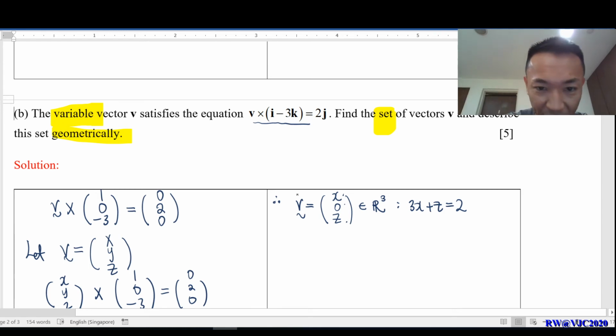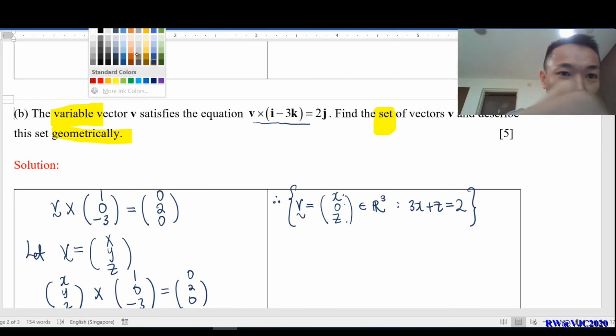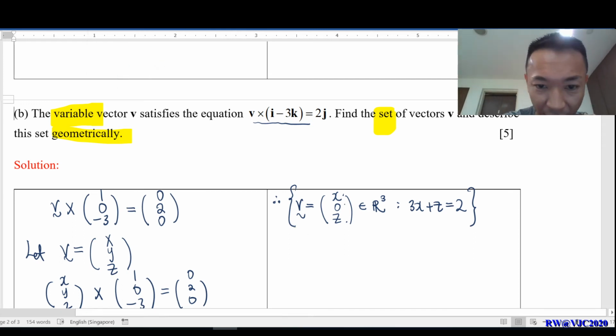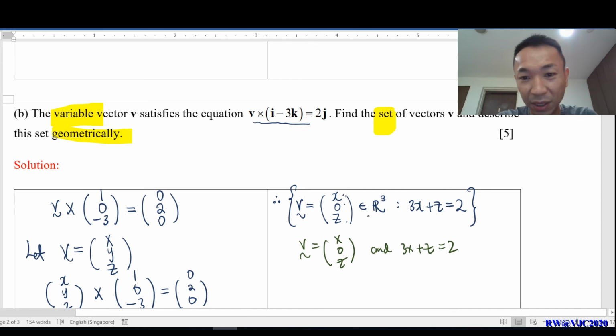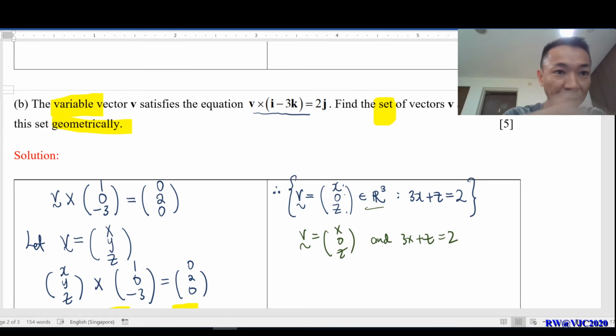When we say set of values, we enclose it as a set. I know you're not familiar with this notation. I don't think Cambridge will be very particular. If you really just write (x, 0, z) and 3x plus z equals to 2, I don't think they will really fault you. Now, I'm going to erase this.